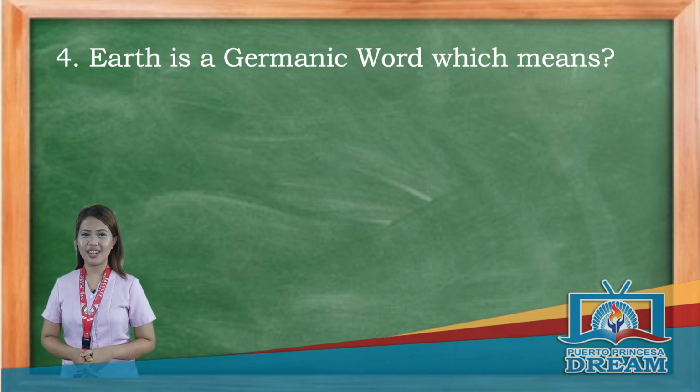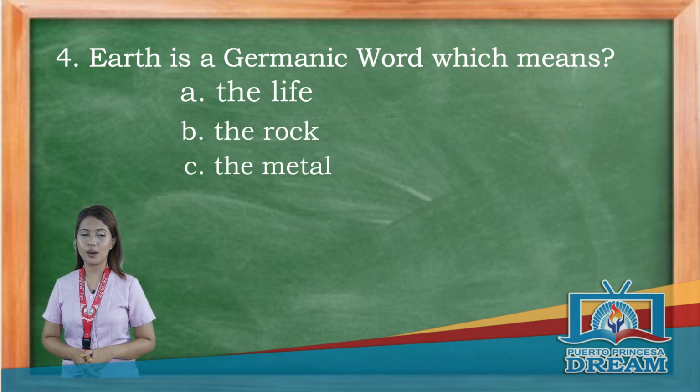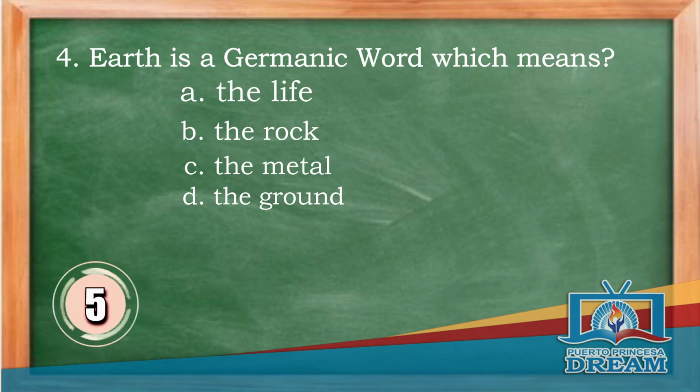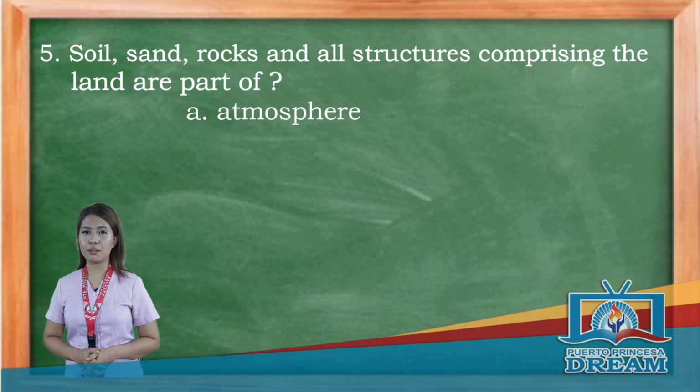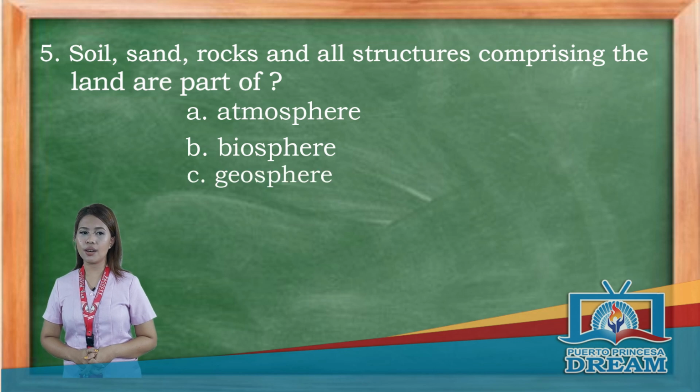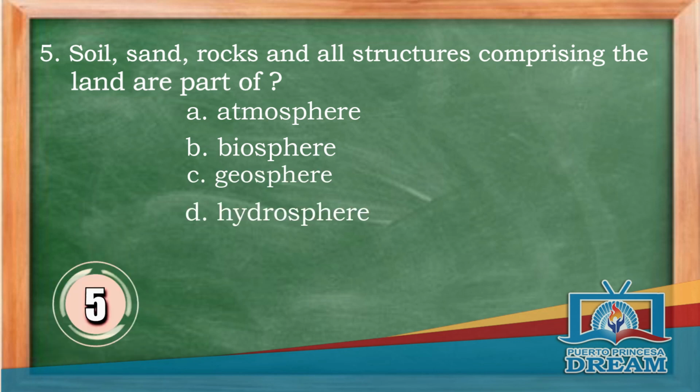Question number 4. Earth is a Germanic word which means, is it A. the life, B. the rock, C. the metal, or D. the ground? Number 5. Soil, sand, rocks, and all structures comprising the land are part of, is it A. atmosphere, B. biosphere, C. geosphere, or D. hydrosphere?